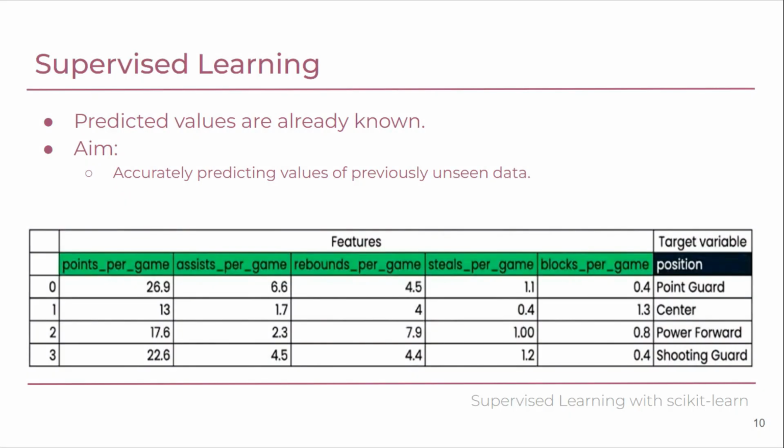Supervised learning is a type of machine learning where the values to be predicted are already known, and a model is built with the aim of accurately predicting values of previously unseen data. Supervised learning uses features to predict the value of a target variable, such as predicting a basketball player's position based on their points per game. This course will exclusively focus on supervised learning.